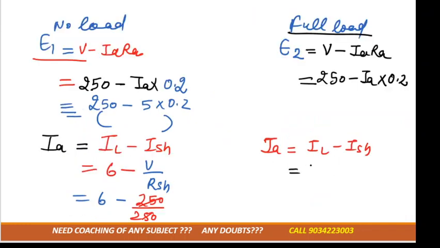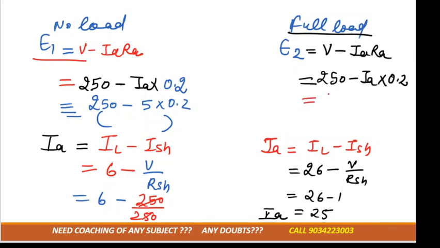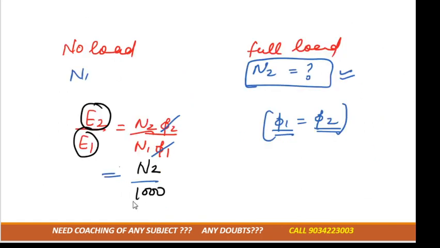IL is 26 here, so 26 minus V by again RSH. V is the same, 250 divided by 250, so 26 minus 1. So IA will be 25 ampere, correct? So we can put it here, 250 minus 25 multiplied by 0.2. So from here we'll get the value of E1 and E2. We can put it here. Then after putting it here, we'll get the value of N2 in RPM. Clear?